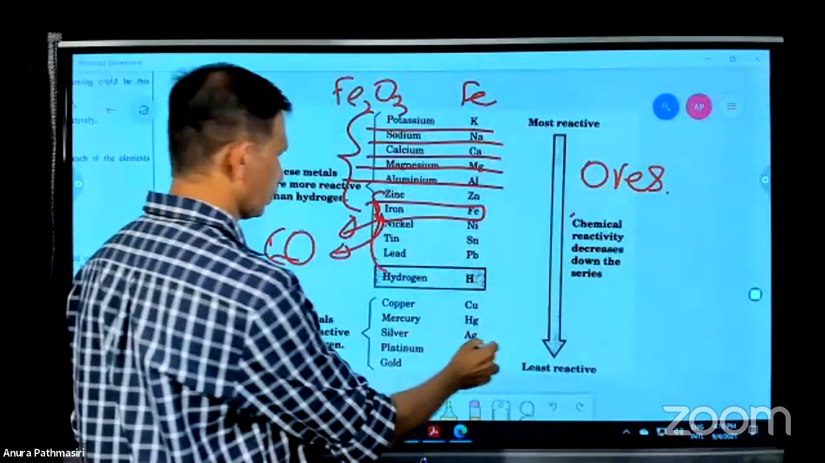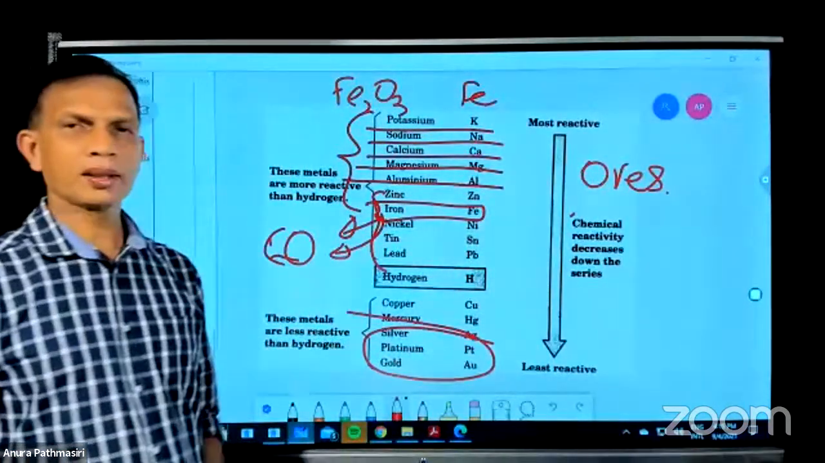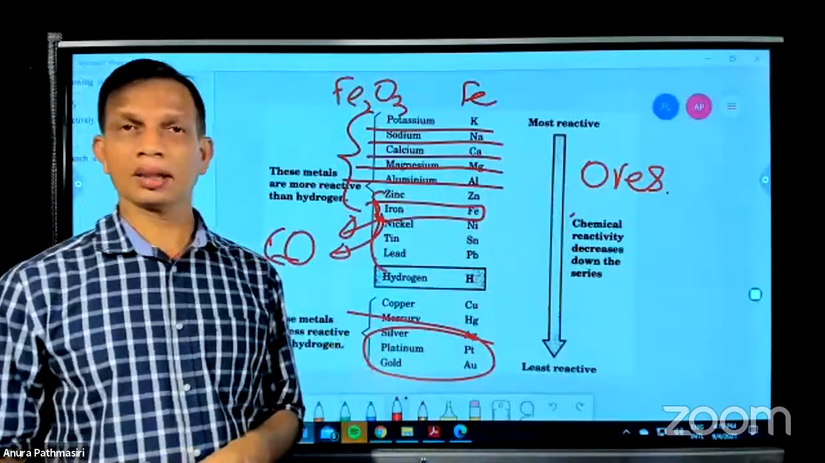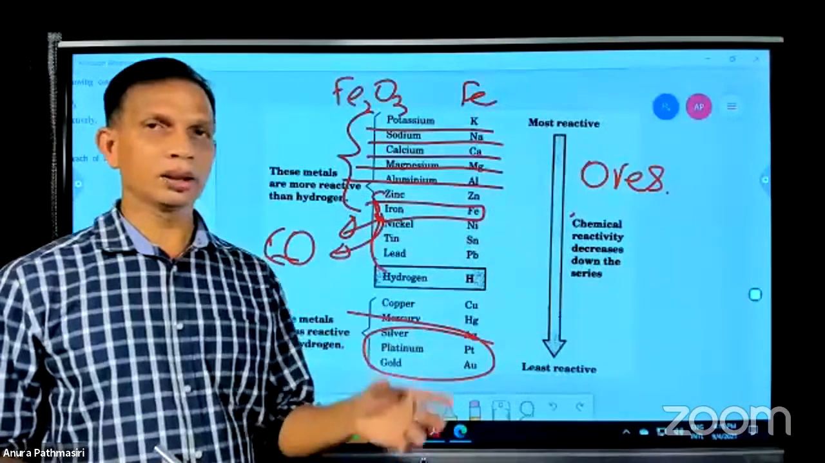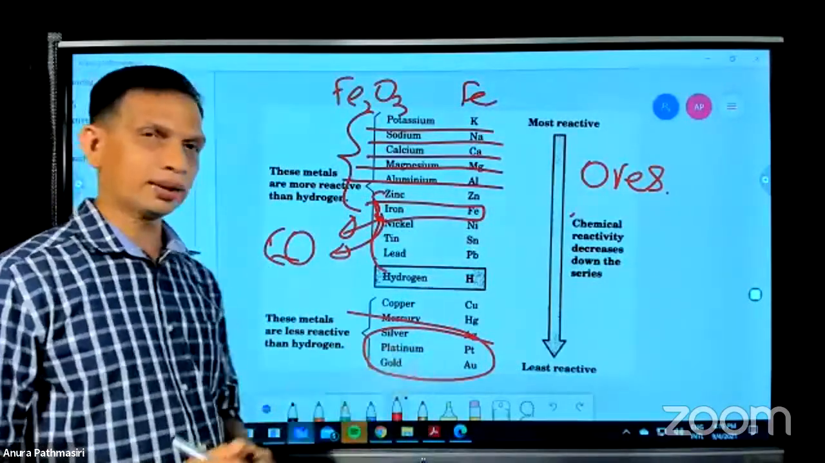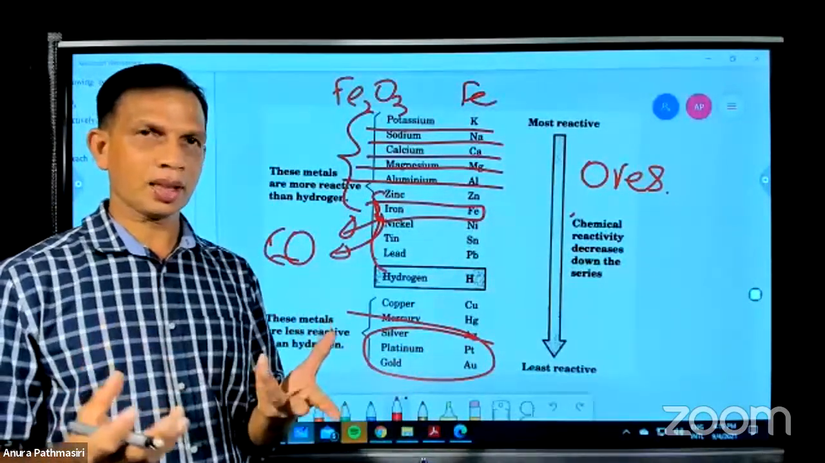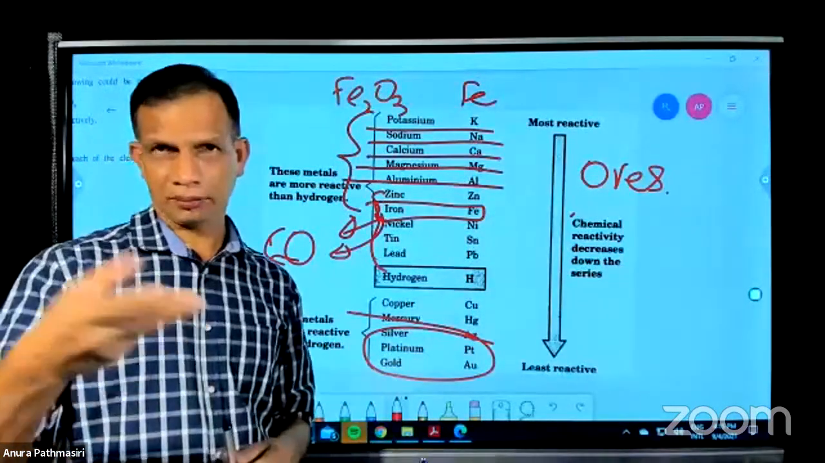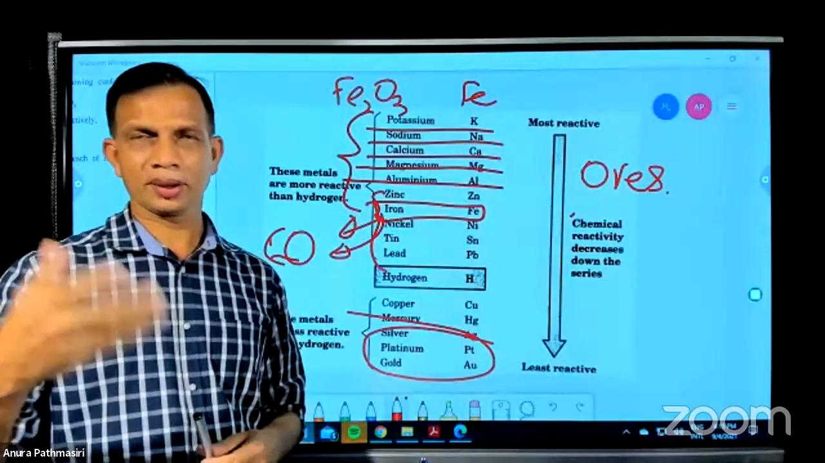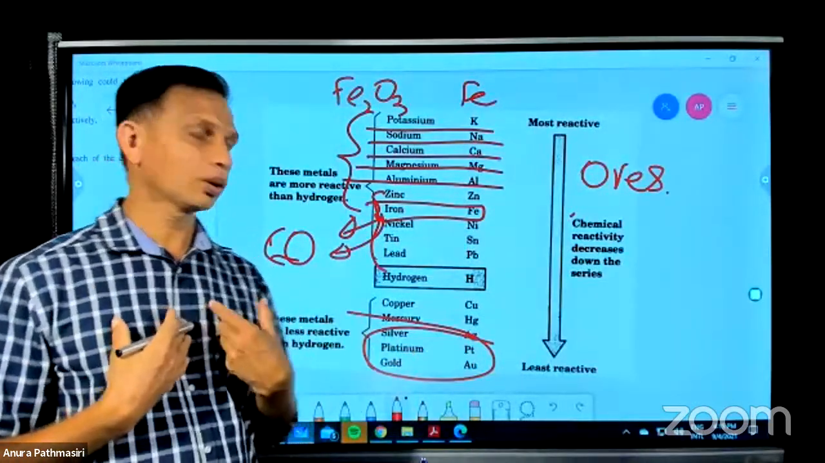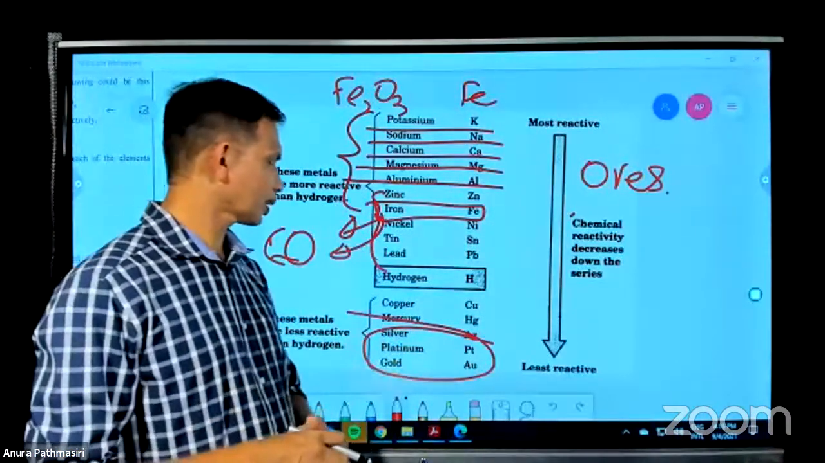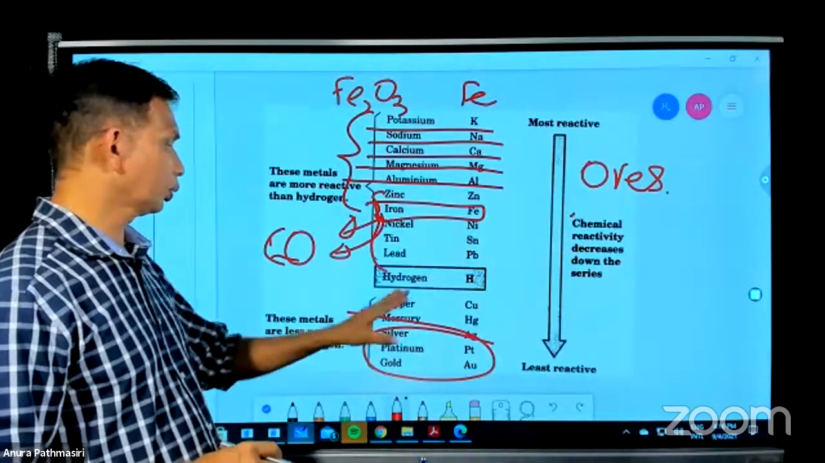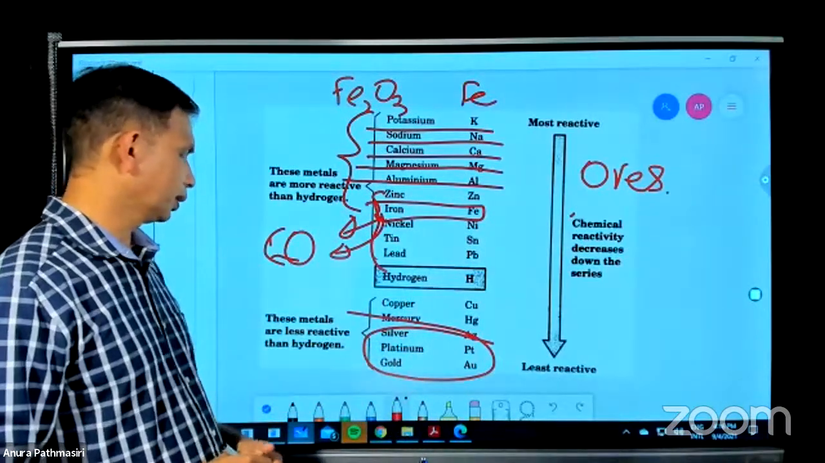But all the others, somewhere down over there, are like noble metals. They are not ionic compounds because they are very low in reactivity. Therefore, they exist as themselves. So what you have to do is just remove the dust and wash it out. So you can take gold, platinum, silver, and sometimes copper. They are low reactive metals.